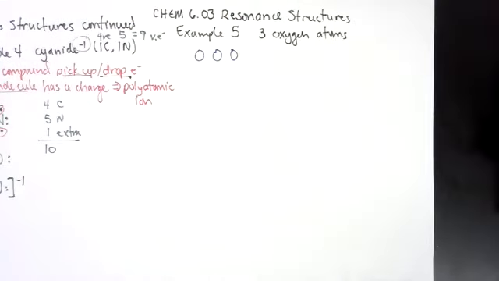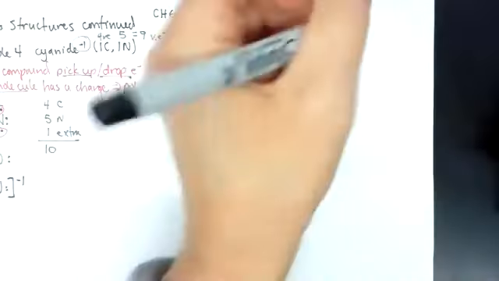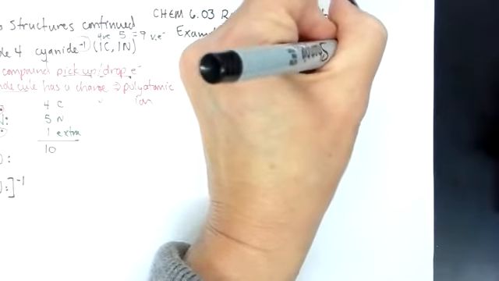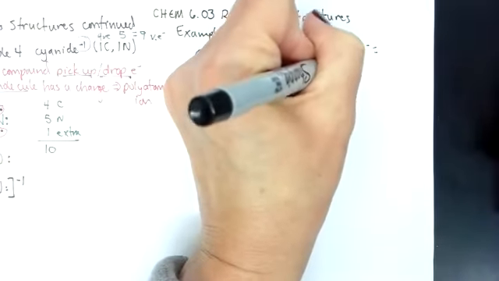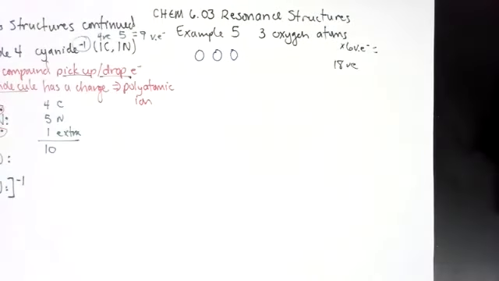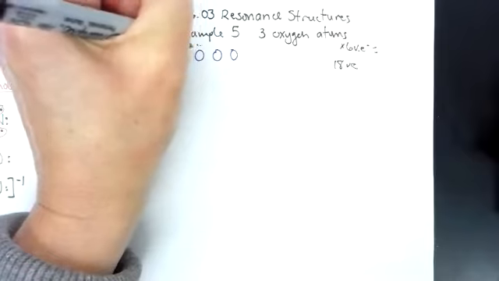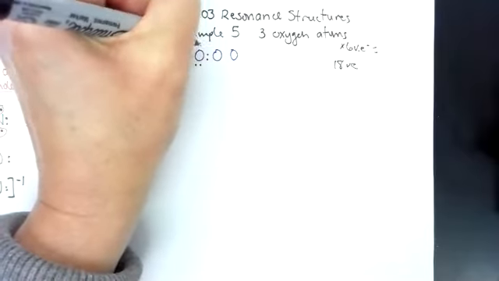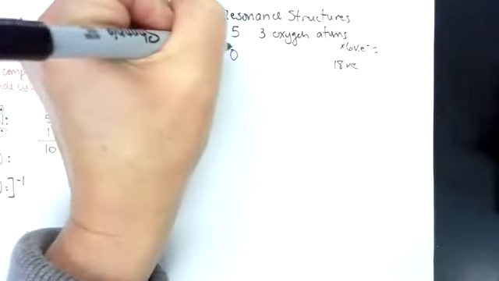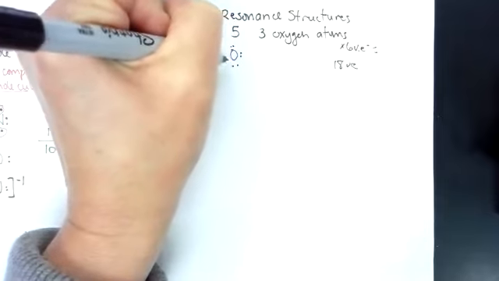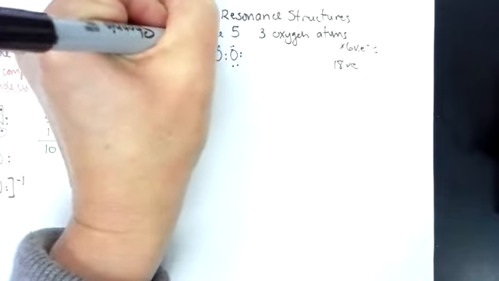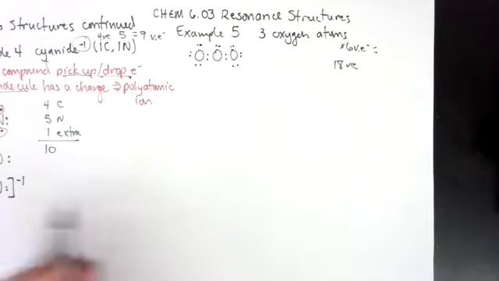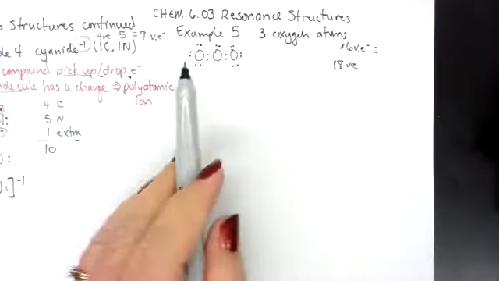How many electrons are we allowed? Well, each oxygen atom has 6 valence electrons, so that's going to be a total of 18 valence electrons that we can apply. So I start around the outside: 2, 4, 6, 8, 10, 12, 14, 16, 18. All right, now I have to check for octet.